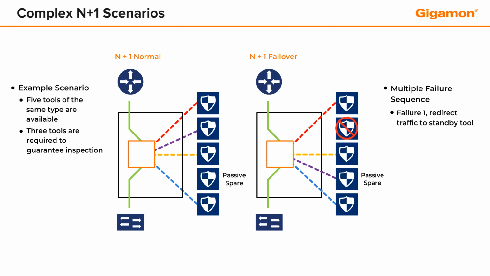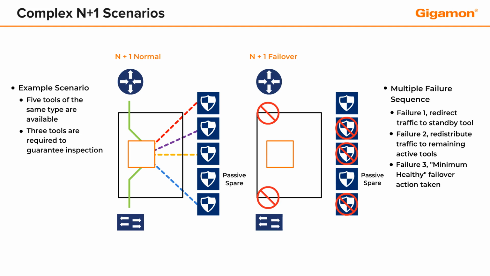If a single tool fails or is taken out of service, then all of the traffic from the missing tool would be redirected to the passive standby tool, and no change in inspection capacity would take place. There are now 4 active tools and no passive standby available. If a second tool failed, then there would be 3 active tools. Since the number of active tools still meets the minimum healthy setting of 3, then traffic would be automatically redistributed across the remaining active tools so that all packets are still inspected.